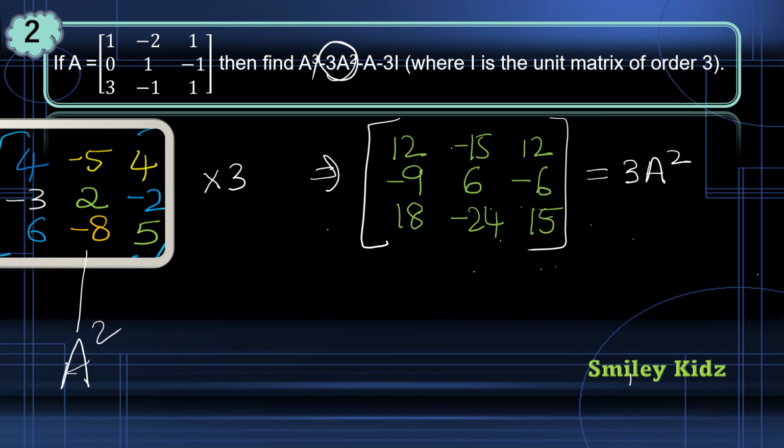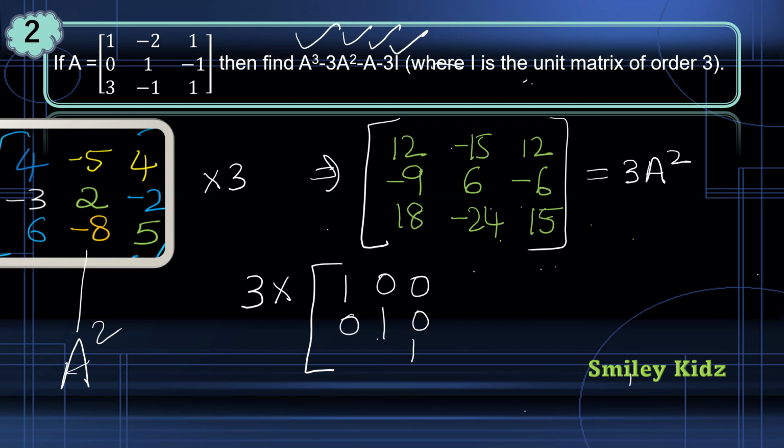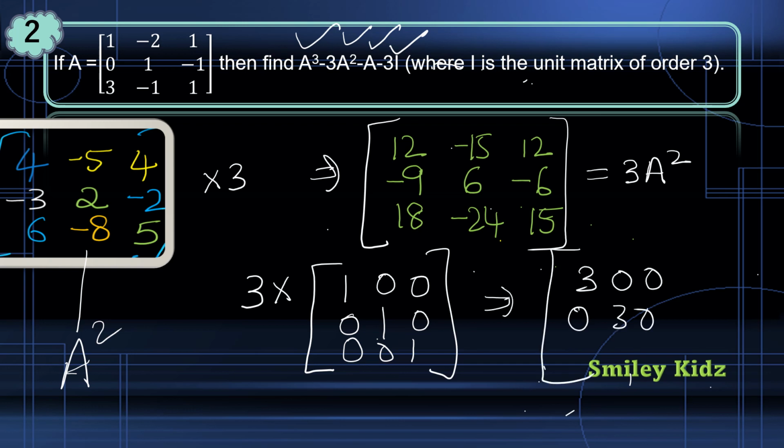Now we know what A cube is. We know what 3A square is. We know what A is. It's already given to us in the question. Then 3I, that is 3 into identity matrix, that is 1 1 1 on the diagonal, and then we have the rest of the elements to be 0. What will this be equal to, everyone? This will be equal to 3 0 0, 0 3 0, 0 0 3. Now that we have all the information, let's subtract them.